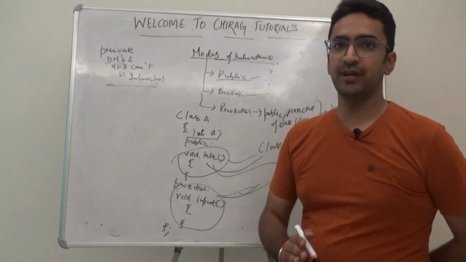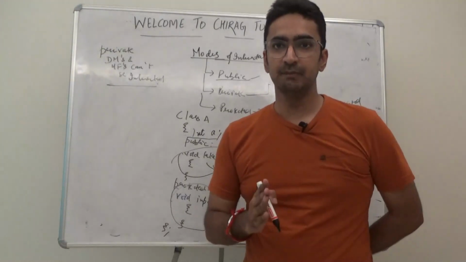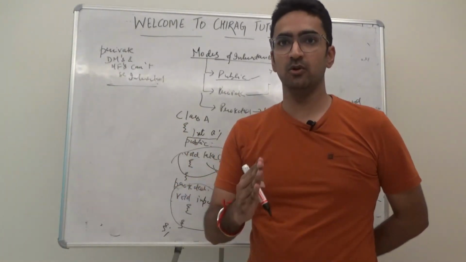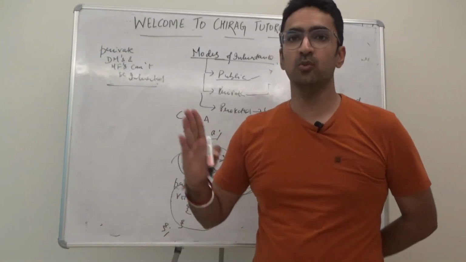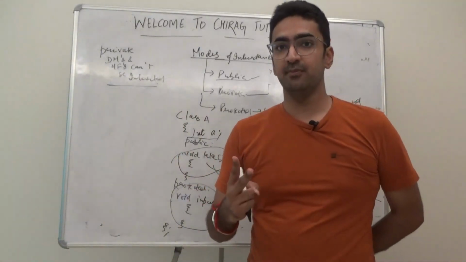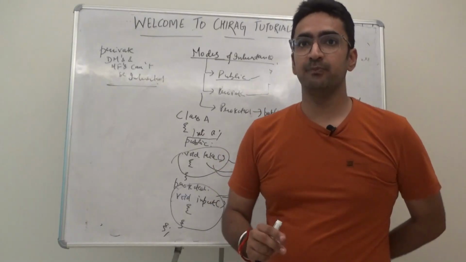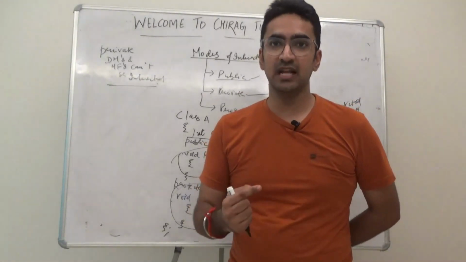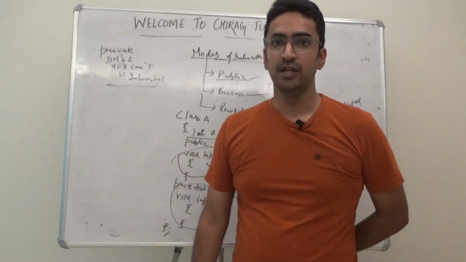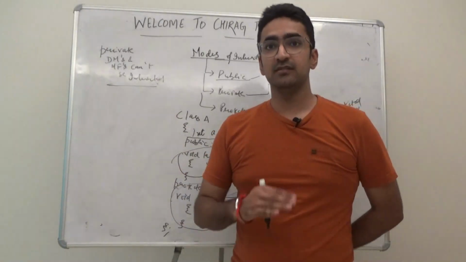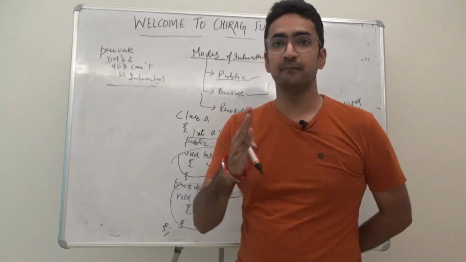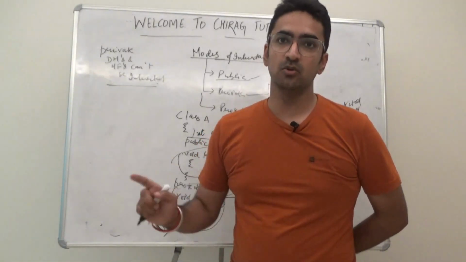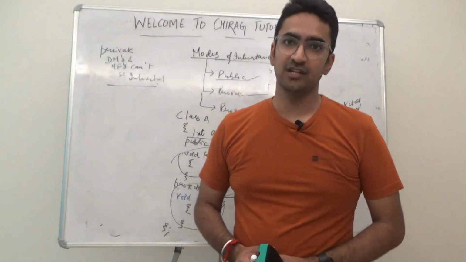Again, I repeat, when a public mode of inheritance is there, public will go in public of derived class, protected will go in protected of derived class, private won't be inherited. Second important point, when there is a private mode of inheritance, public and protected of the base class will go in the private section of derived class. And then there is a protected mode of inheritance, public and protected of base class will go in protected section of derived class.